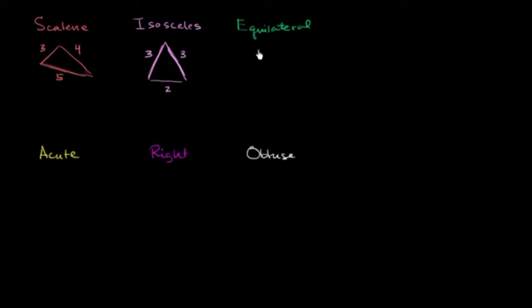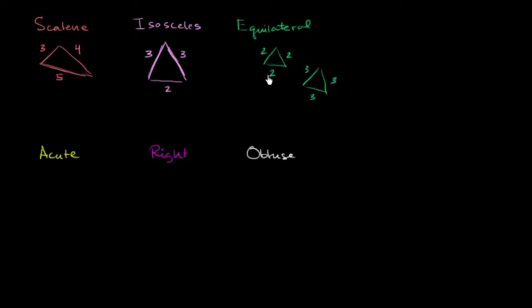Now, an equilateral triangle, you might imagine, and you'd be right, is a triangle where all three sides have the same length. So for example, this would be an equilateral triangle, and let's say that this has sides 2, 2, and 2. Or if I have a triangle like this, where it's 3, 3, and 3. Any triangle where all three sides have the same length is going to be equilateral.